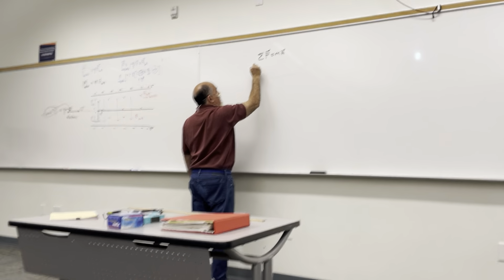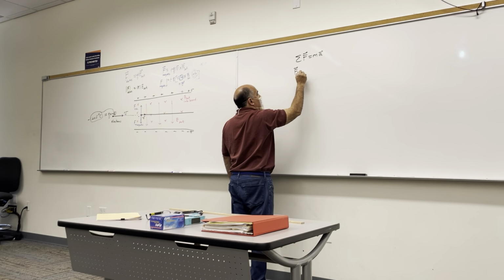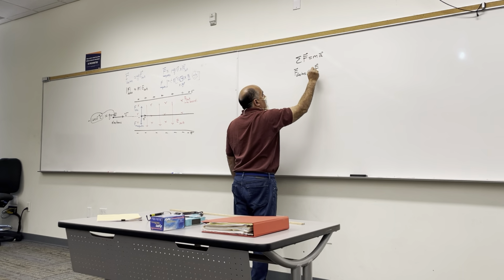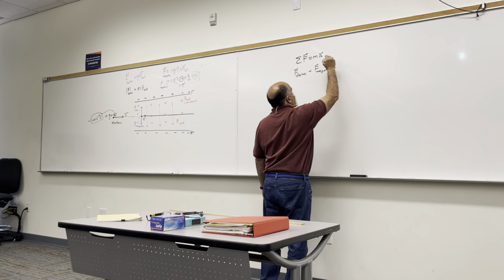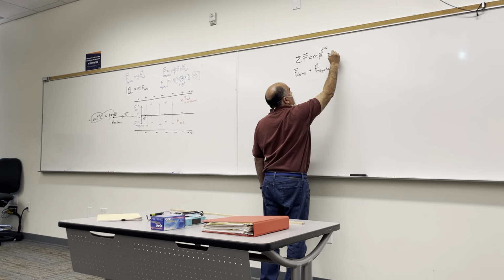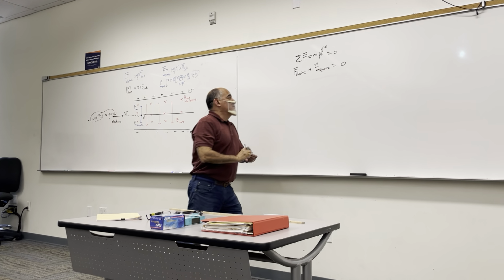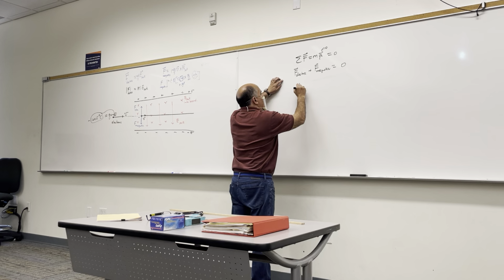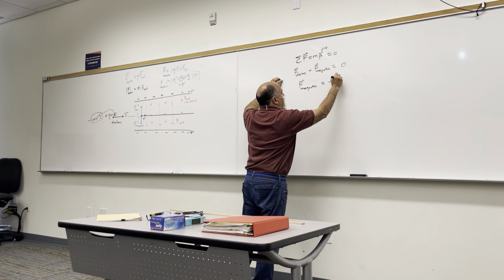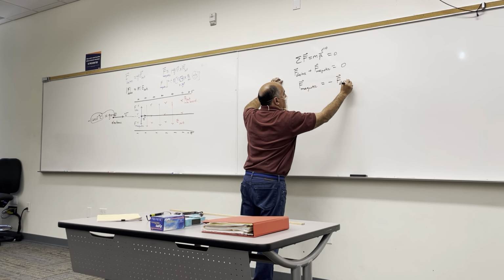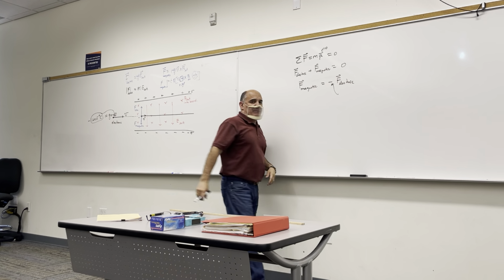So this will be the electrical force plus the magnetic force to be, well, and I want the acceleration to be 0, right? So this tells me that I want the magnetic force to be the negative of the electrical force. The negative means opposite direction.